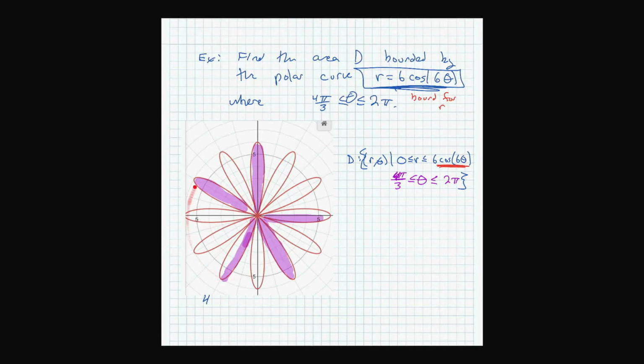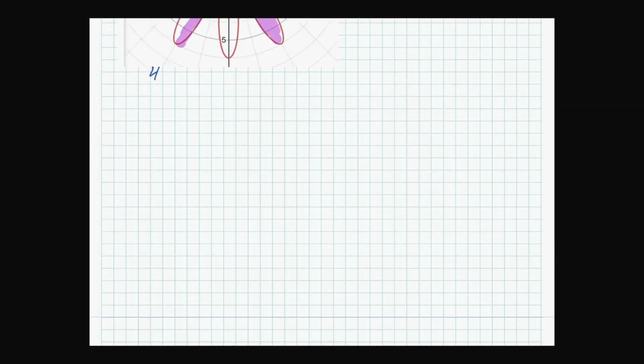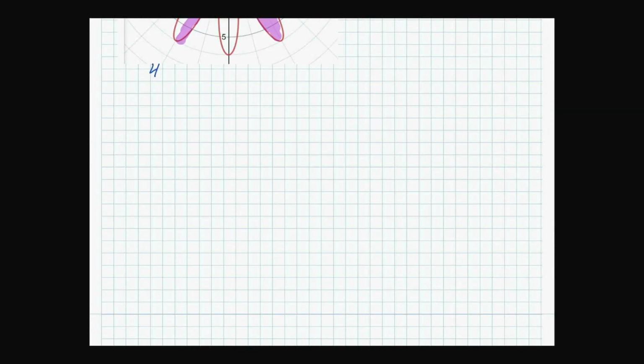And so the point that I'm trying to make here is that you did not need to know exactly what this looked like. What you really needed to know was that if it's bounded by this curve on the outside, then r is going from 0 out to that curve. And then theta, well, they told you what to do for theta. So that's it. And then once you have that domain, then you know that the area is given by an integral.